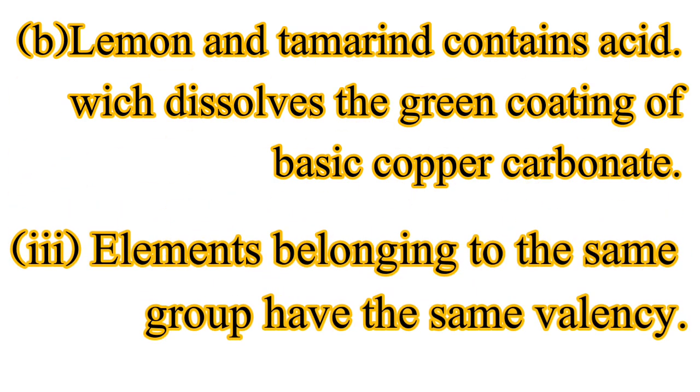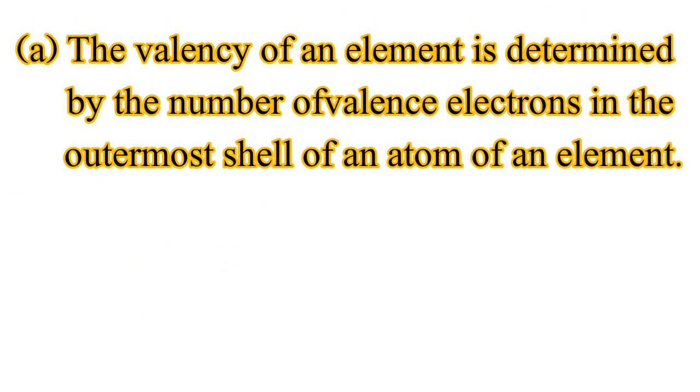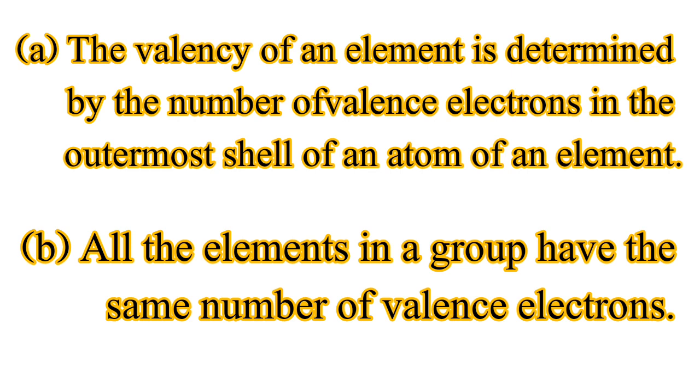Next question: elements belonging to the same group have the same valency. Give the reason. A point: the valency of an element is determined by the number of valence electrons in the outermost shell of an atom of an element. Next point: all the elements in a group have the same number of valence electrons.